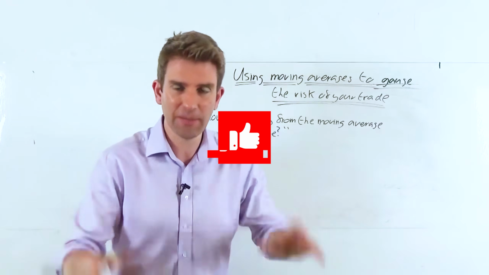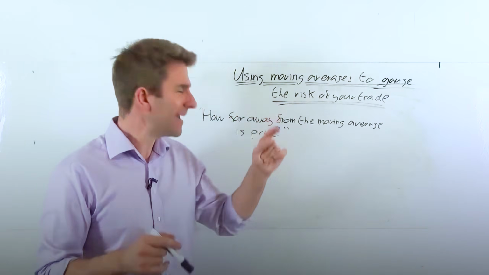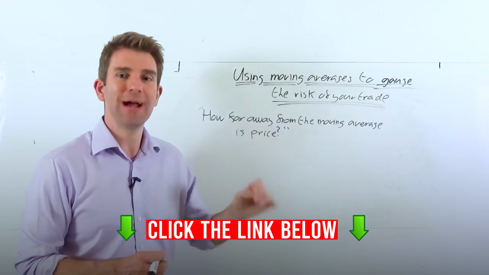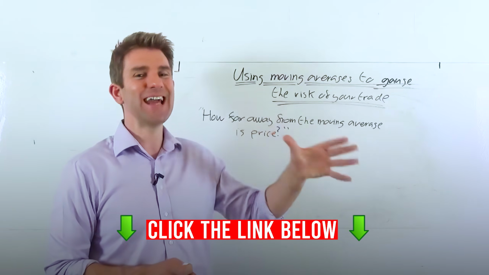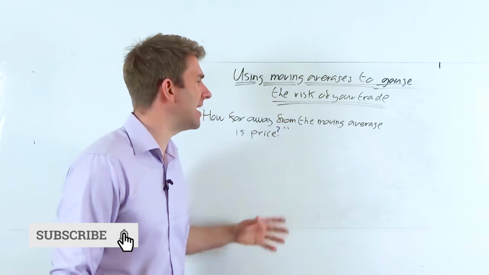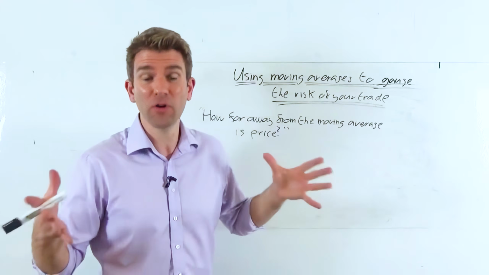Okay, so moving averages, great little tool. Several videos on this channel about moving averages, but they have a really extra powerful aspect to them, and that is you can use them as a filter to gauge the risk of your trade. How do we do that? Something I do very frequently, and something that I think people often overlook how useful they are.